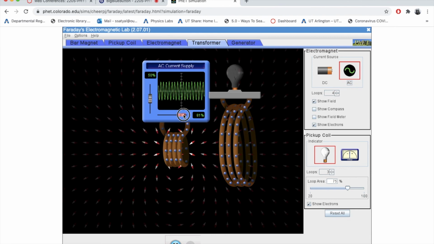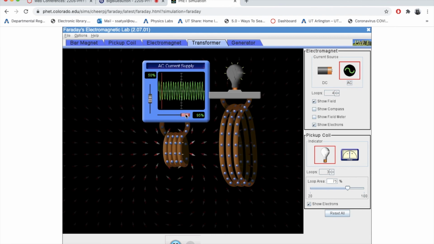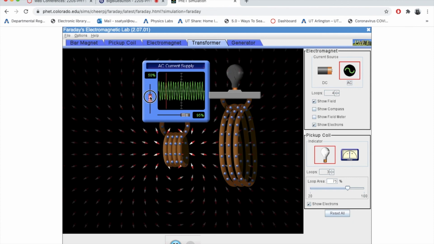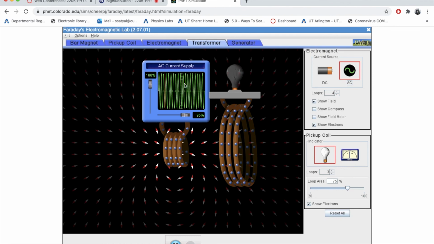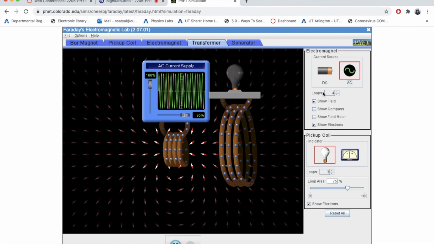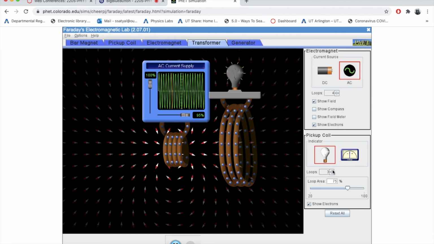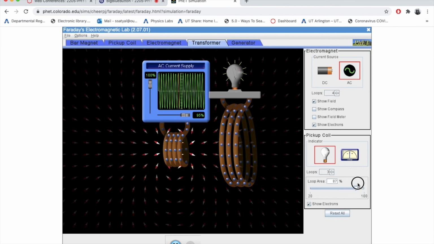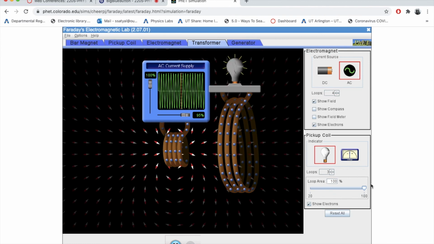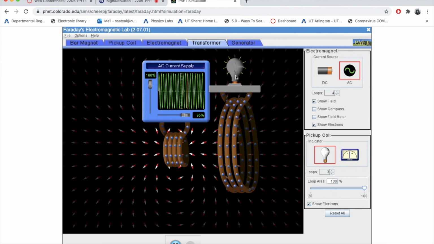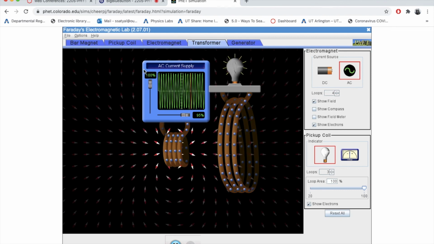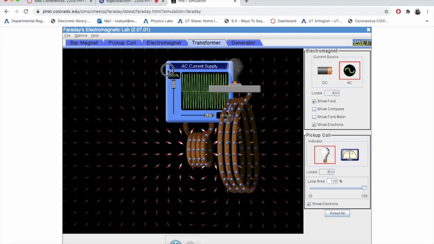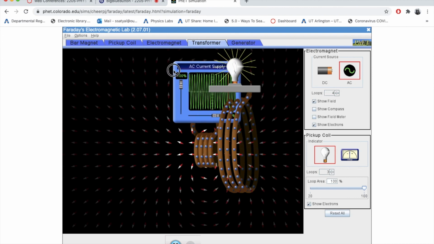I can change the frequency. I can change the peak voltage or the peak current. I already have the loops at maximum. I can change the loop area. So I increase the area, I increase the brightness. So you see, there are so many factors affecting the current or the brightness through the light bulb.